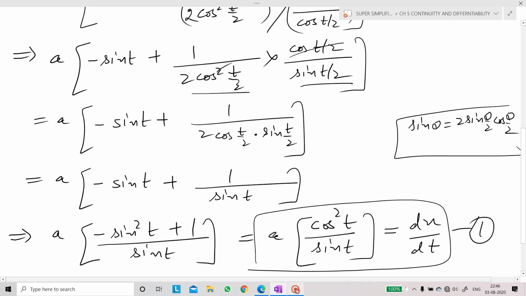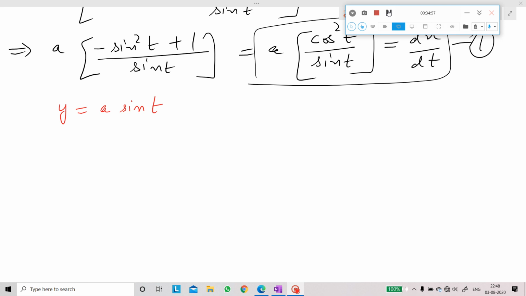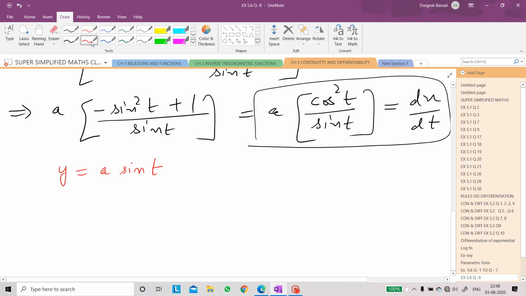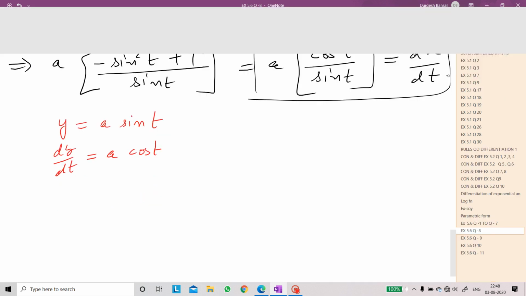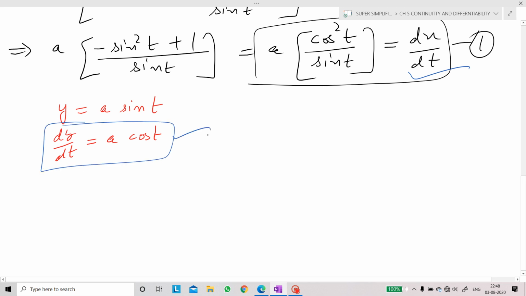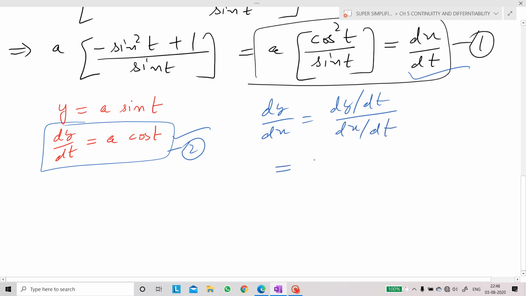Now we have the expression for y. y is a sin t. So again differentiating both sides with respect to t, we will have dy by dt will be a cos t. Now as you can see, you have got the expression for dx by dt in front of you, and you have got the expression for dy by dt also given by equation 2, and we very well know that dy by dx is equal to dy by dt divided by dx by dt, and hence we divide equation 2 by equation 1.